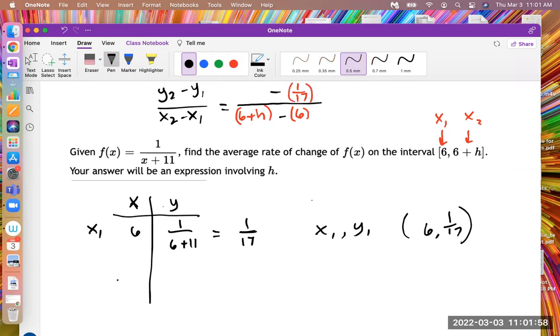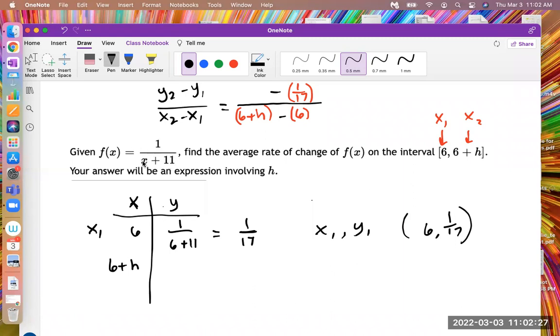And then now I have to find a value for 6 plus H. This is kind of a weird concept and idea, but I can plug in an expression where we were used to plugging in just a single number. I can plug in an expression, and actually, I mean H here, but there's nothing wrong with that.